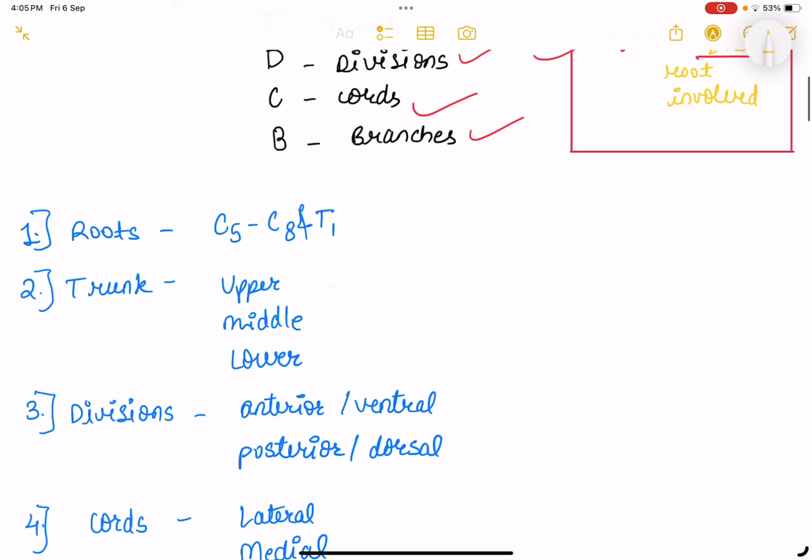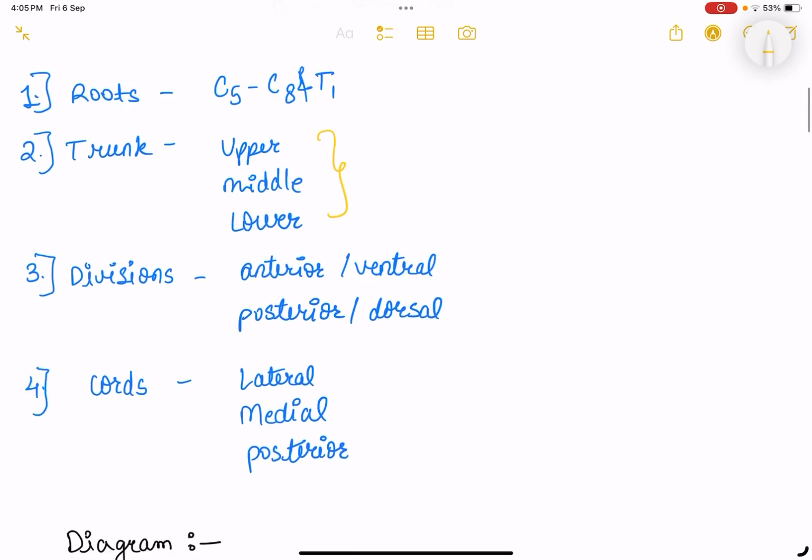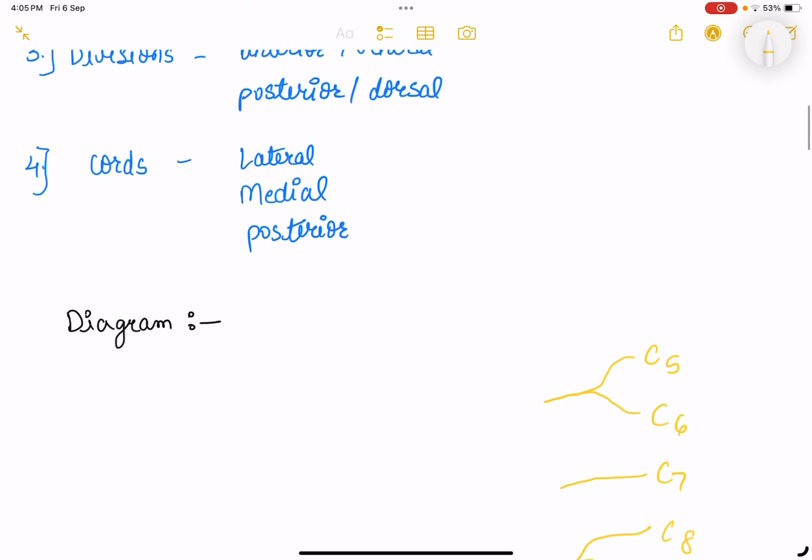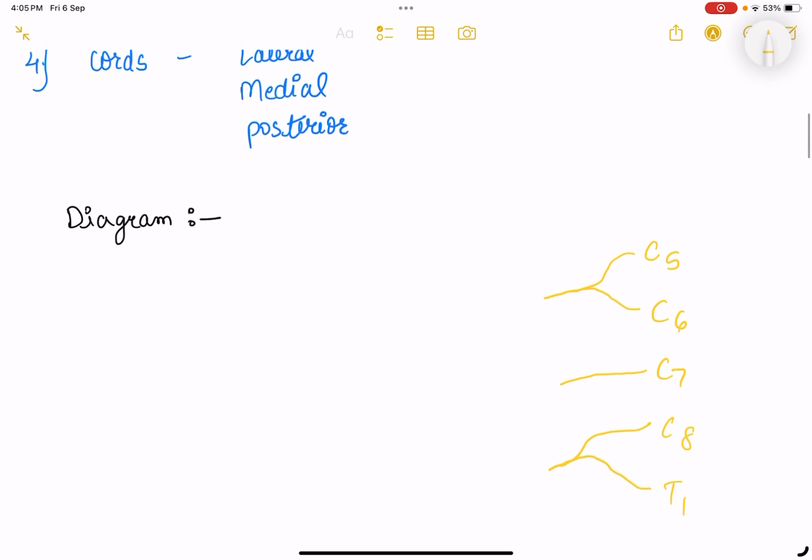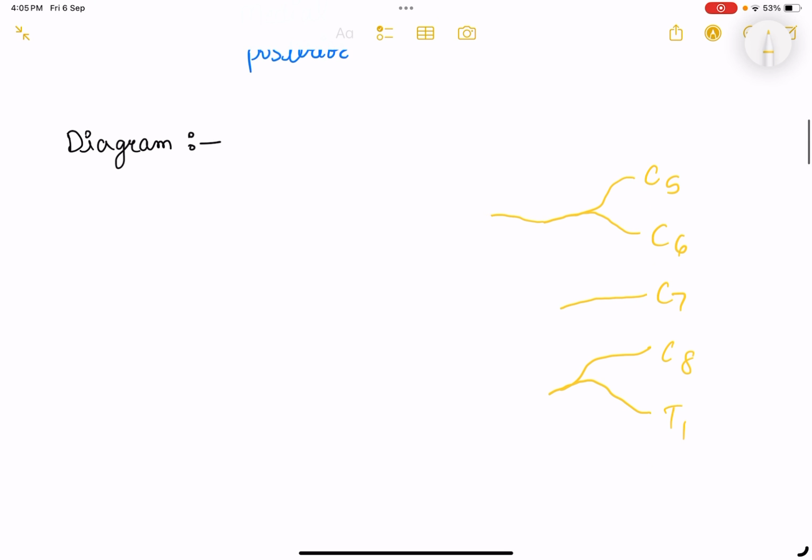Now I told you about the trunks, and there are three trunks: upper, middle and lower. Each trunk divides into two divisions: anterior and posterior.